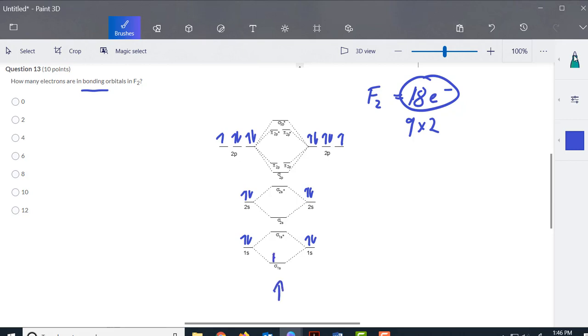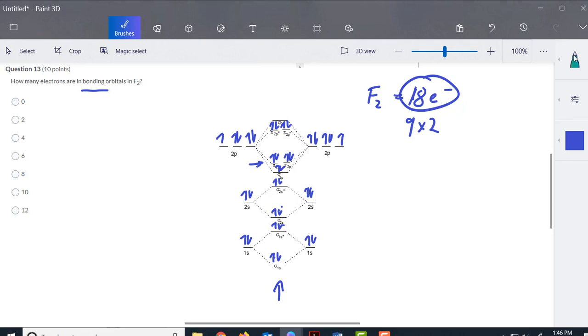So let's go ahead and do that. 1, 2, 3, 4, 5, 6, 7, 8, 9, 10. And then when I get to here, I've got two equal energies, so I put one here and one here. So that would be 12, 13, 14, 15, 16, 17, 18.